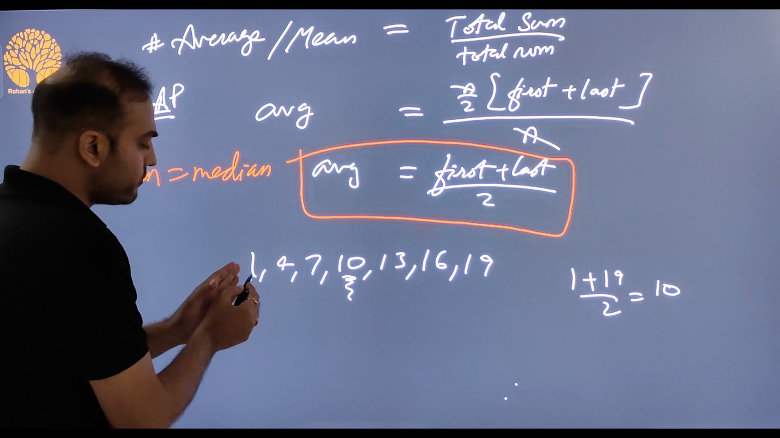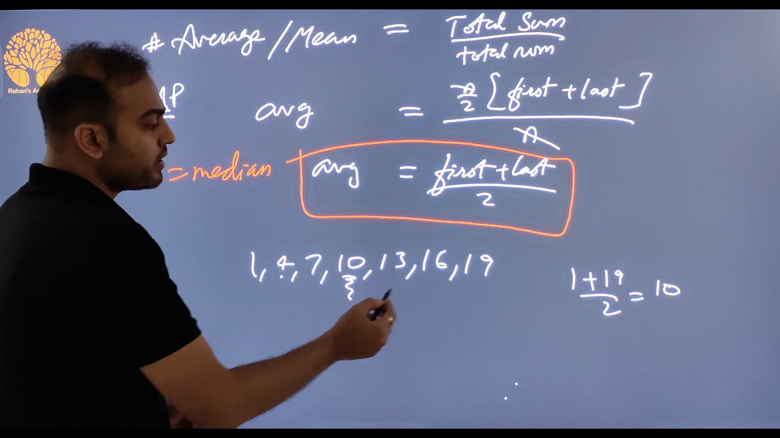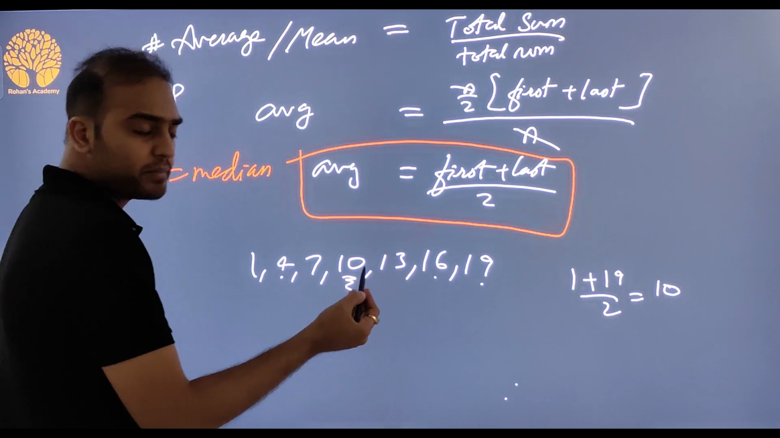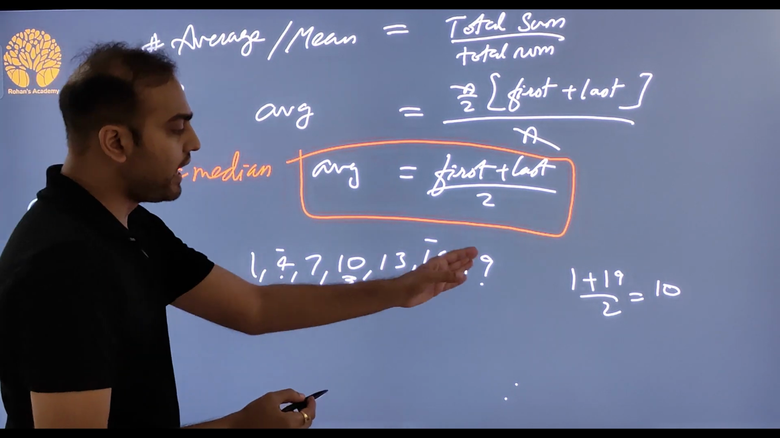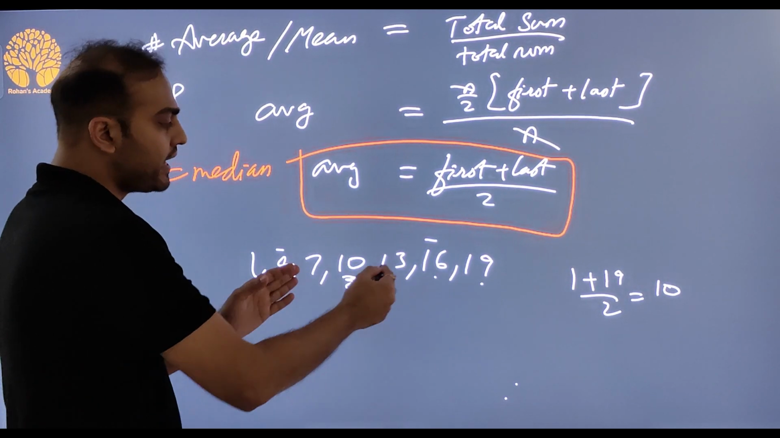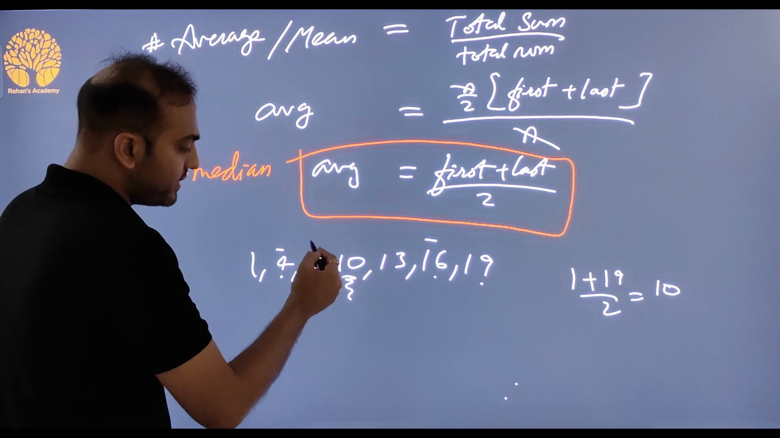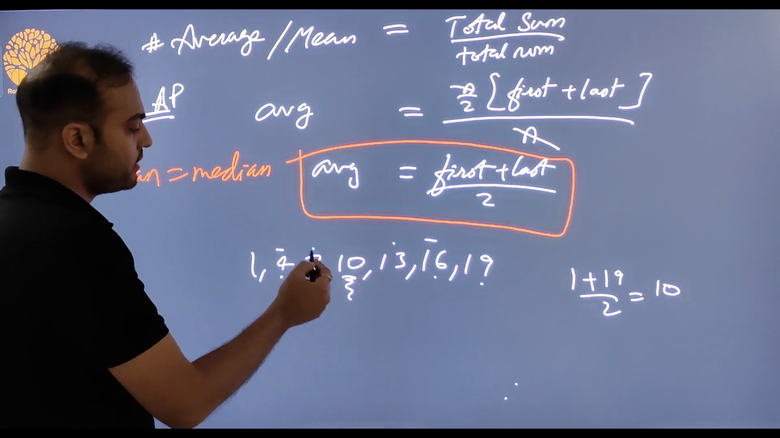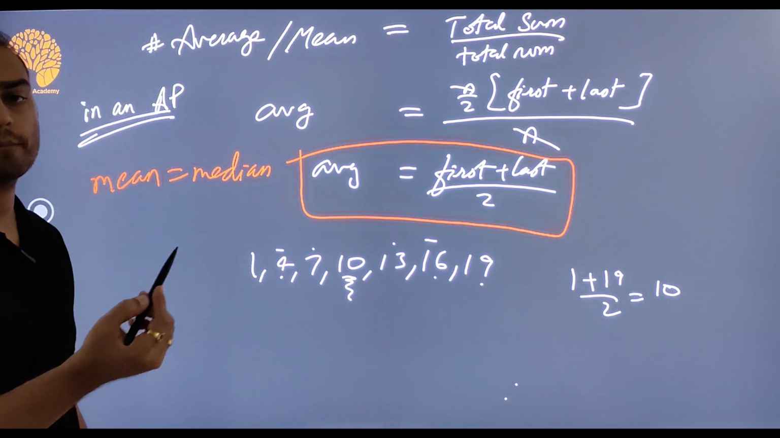See, after 1, how do you get the next number? By adding 3. Before 19, how do you get the previous number? By subtracting 3. So if I look at these two, I have added 3 and subtracted 3, so the net difference is 0. Similarly here, I have added 3 again, subtracted 3 again. So 7 plus 13 is again 20, 4 plus 16 is again 20, 1 plus 19 is again 20.